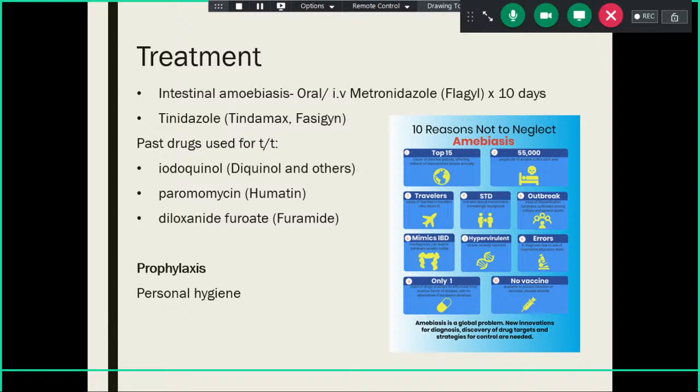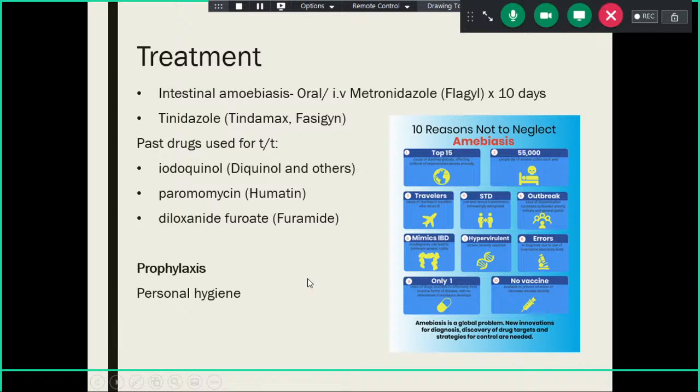Or the alternative is tinidazole. Only side effect of metronidazole is metallic taste in your mouth, and many times patient may have intolerance and develop diarrhea, loose motion out of metronidazole IV drug. So in that case, tinidazole could be preferred. Previously drugs available were iodoquinol, paromomycin. Okay, and prophylaxis. What is the prophylaxis?